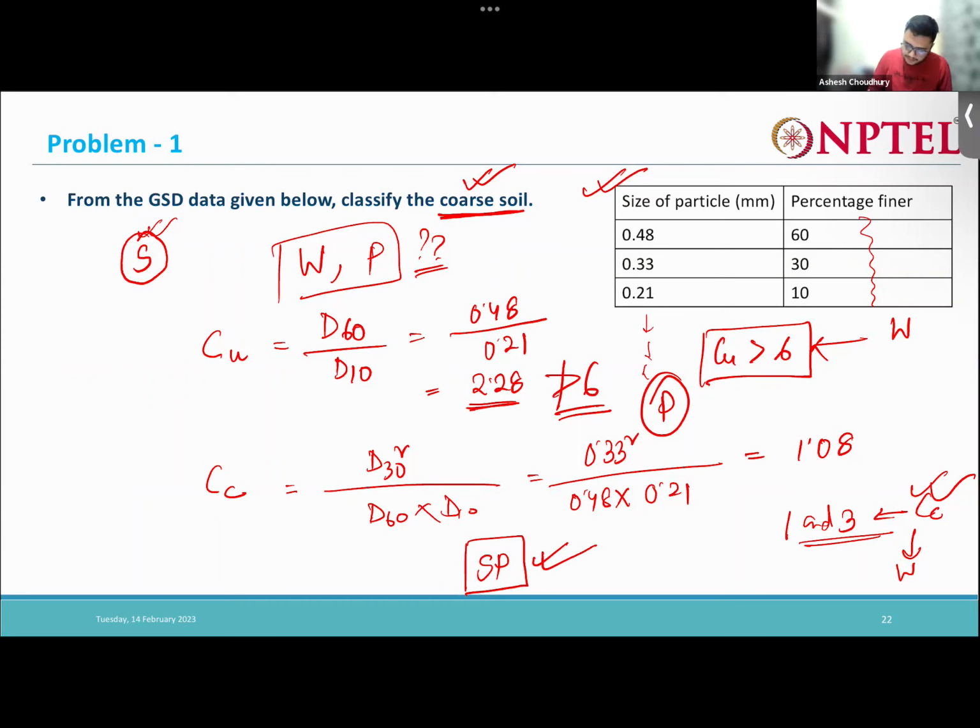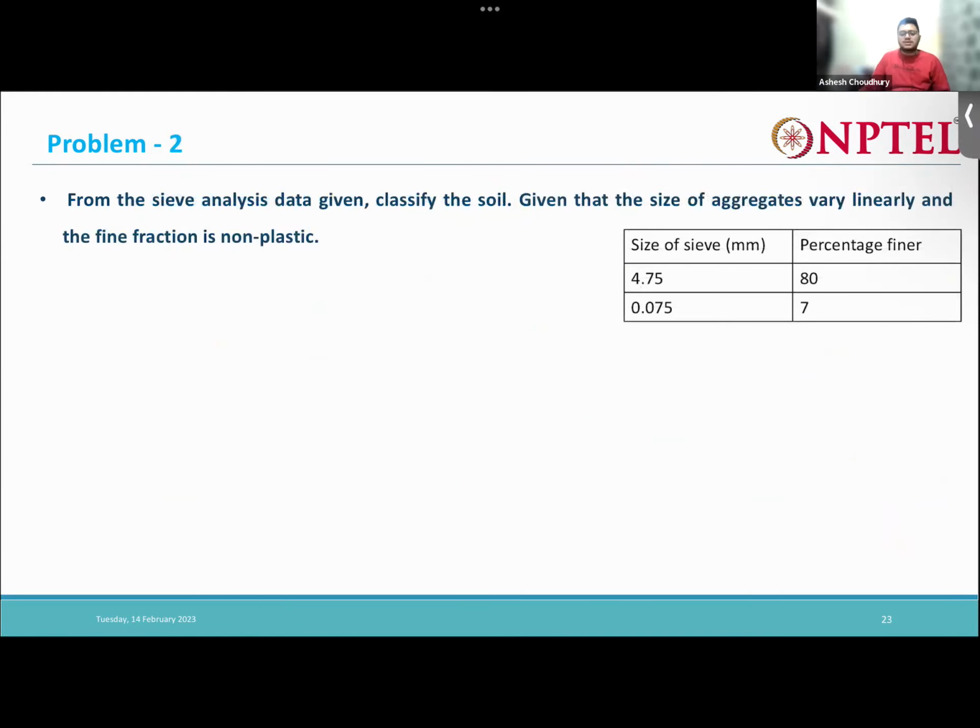Okay. So now let us go to the next problem. It is given that from the sieve analysis data, classify the soil. So this data is given: sieve size and percentage finer.